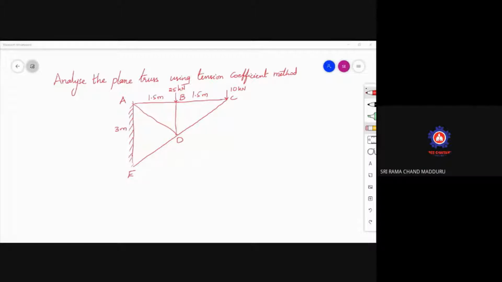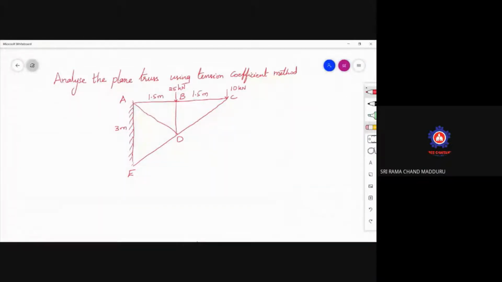Please listen to this. In the first step, those who missed the previous classes, please listen. Here, the first step of the tension coefficient method is to consider the origin point. Now, what origin can you take? You can take either A, E, D, B, C, anything. In general, considering the free end is a good option. Now, I am considering the origin point as C.